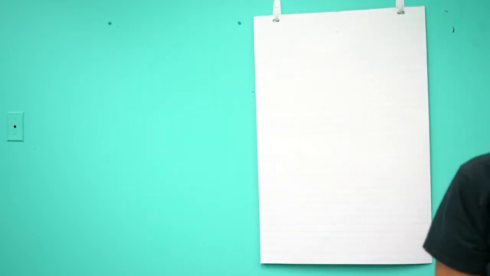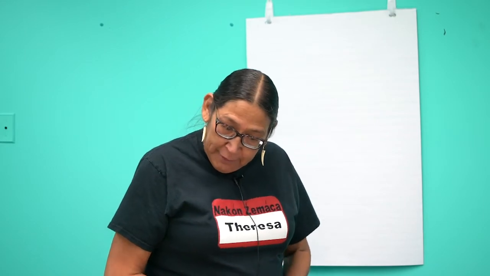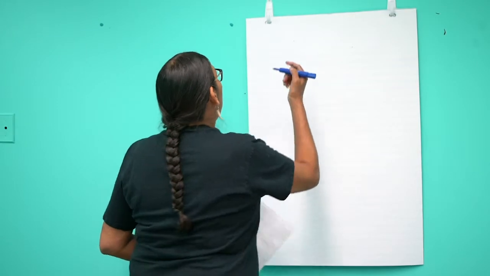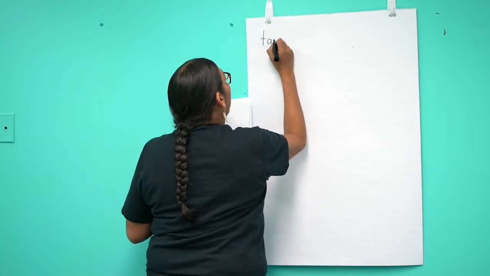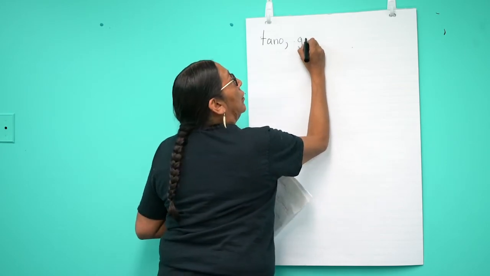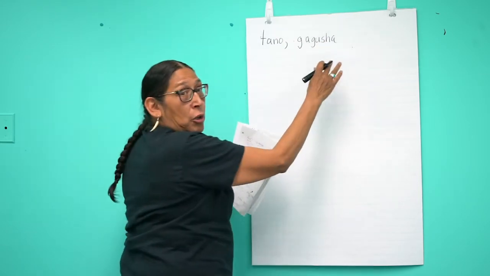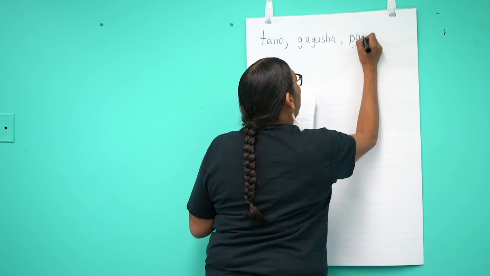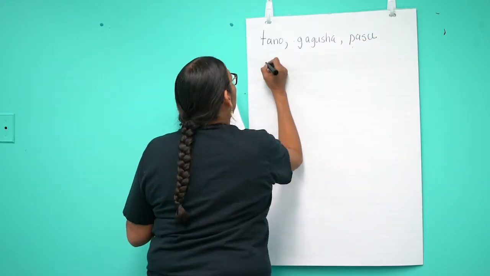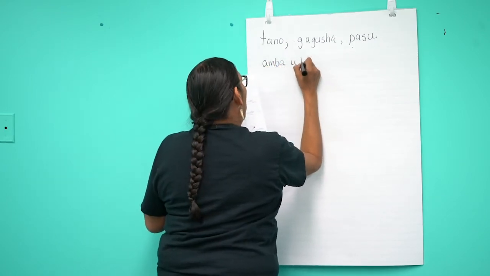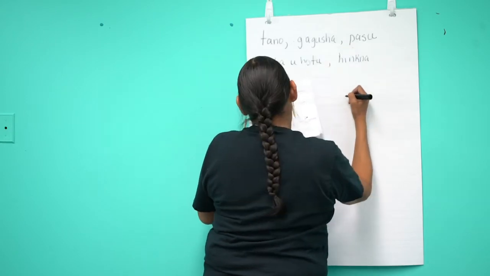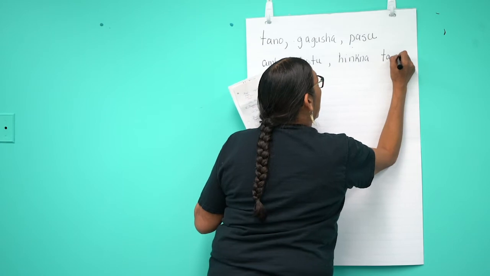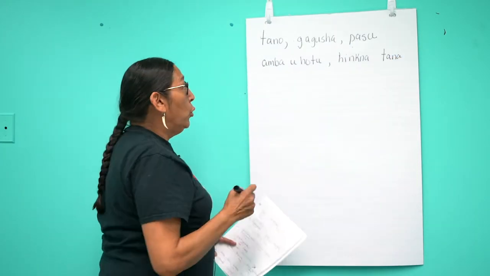Now, we're going to carry on to our third sentence in our fourth paragraph. Tano. Gagosha. Pasu. Amba ohutu. Hinkna. Tano. Yukbambi uyuhabi.